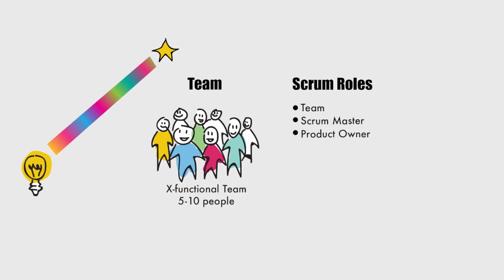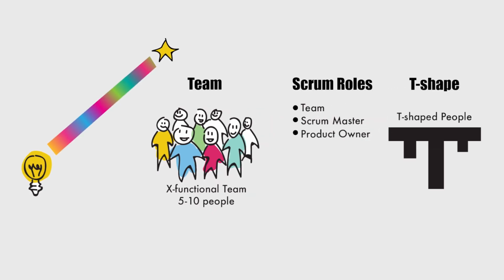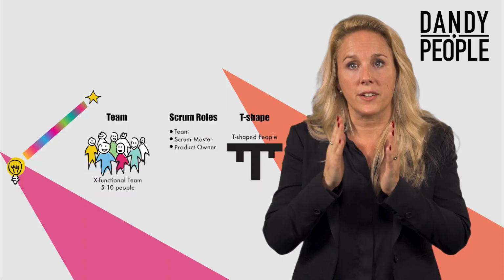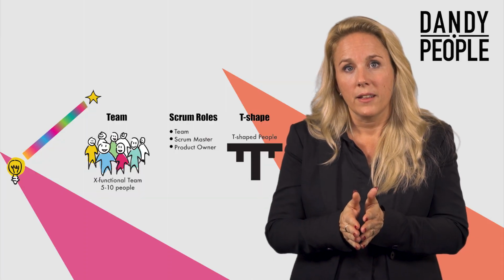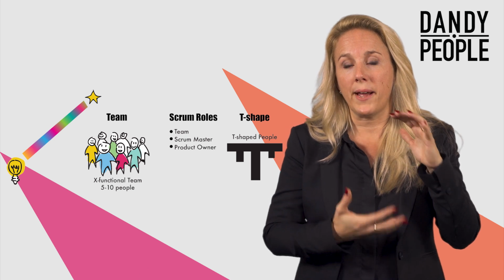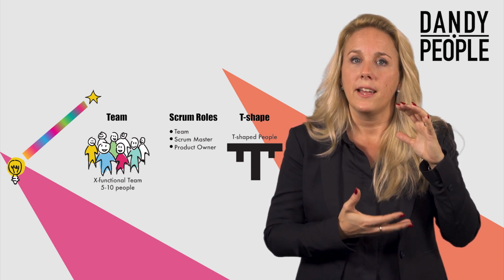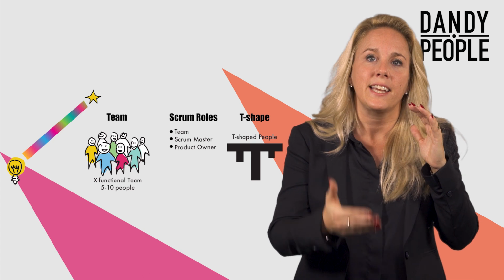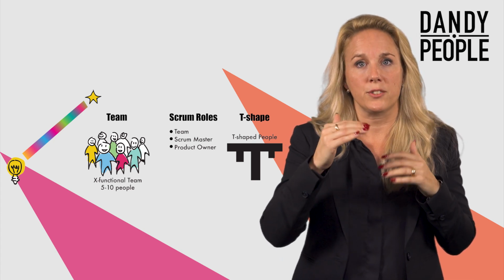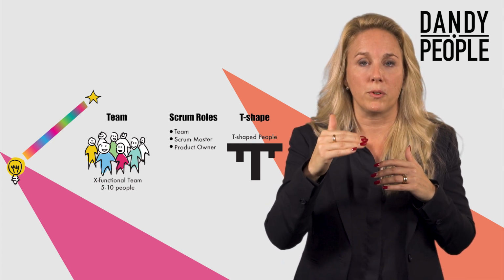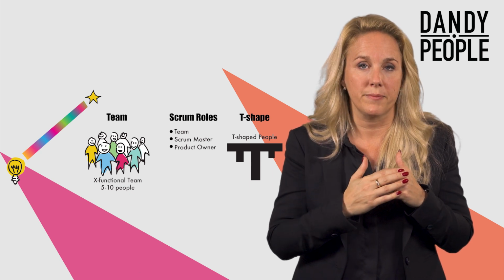collaborate. We also have T-shape as a concept, where we see that people need to grow more competences than just their expertise. The product owner is responsible for the backlog. The product backlog is continuously taken care of by the product owner and prioritized so that we deliver on what's most important right now for the customer and the business.